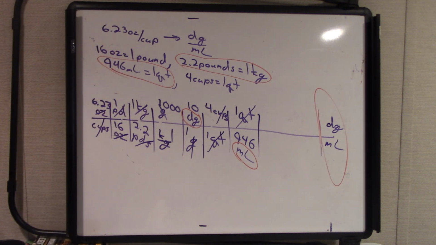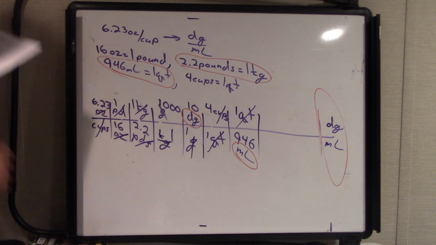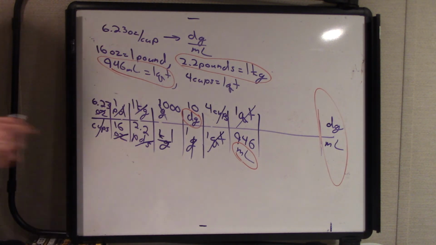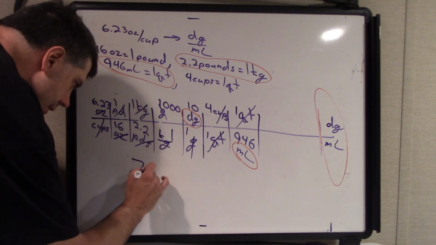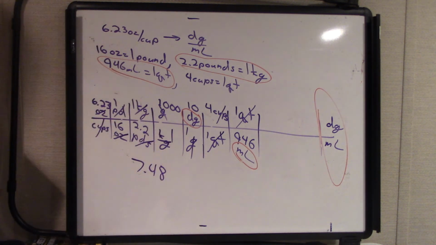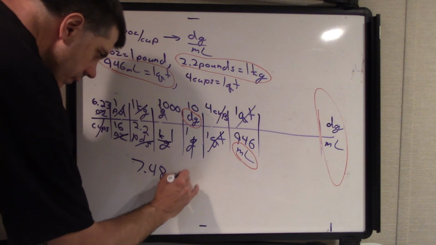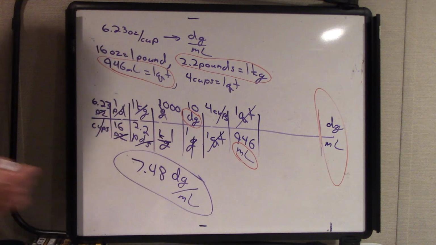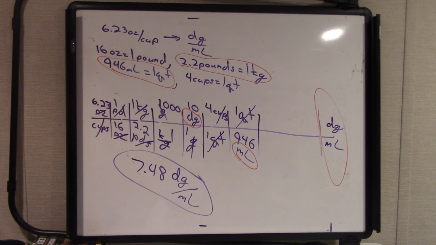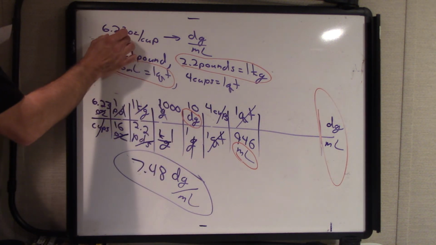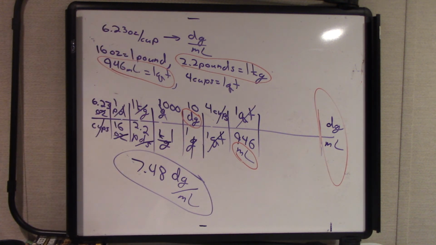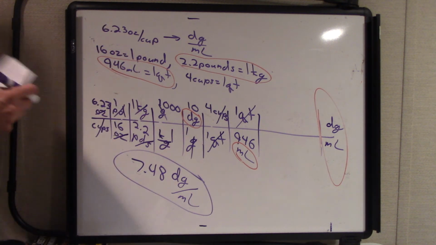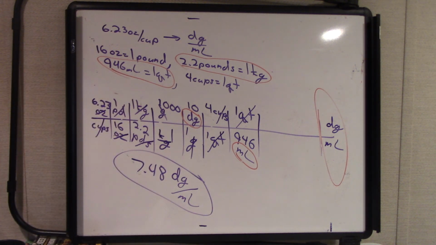When you go through and do this, you should end up with 7.48 decigrams per milliliter for what you're looking for at the end. And this has our 3 significant figures that matches our given thing if you're interested and need to care about significant figures. If not, however you rounded was okay, but if you need to report it in appropriate significant figures, you get 3, and that's your 3 here.